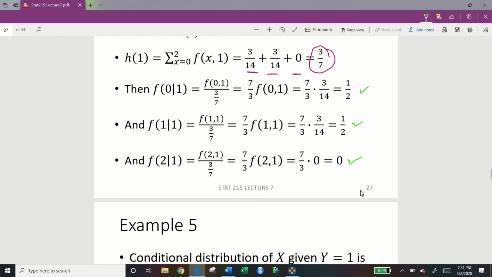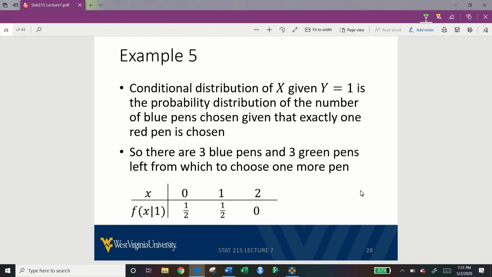Very good. So now, our conditional distribution of X given Y equals 1 is the probability distribution of the number of blue pens chosen, given that exactly 1 red pen is chosen. So for us, there are 3 blue pens and 3 green pens left from which to choose 1 more pen. And it's the following of what we just calculated. Here is our table of results. Not too bad, right? Let's take a look at the continuous case.